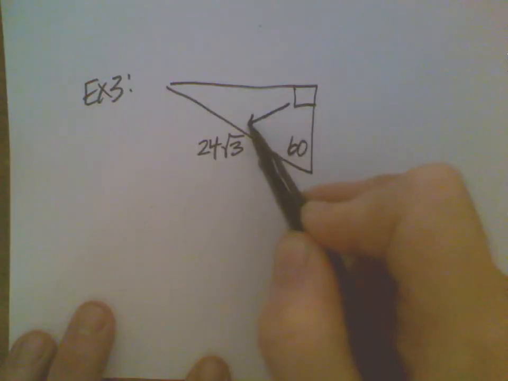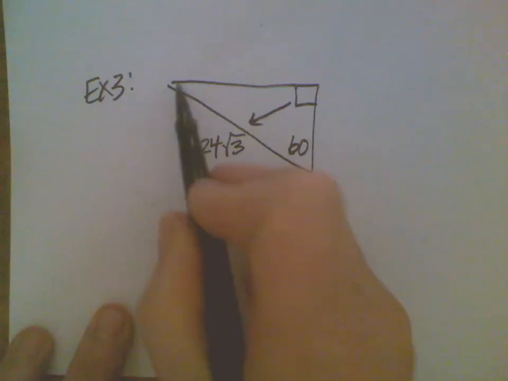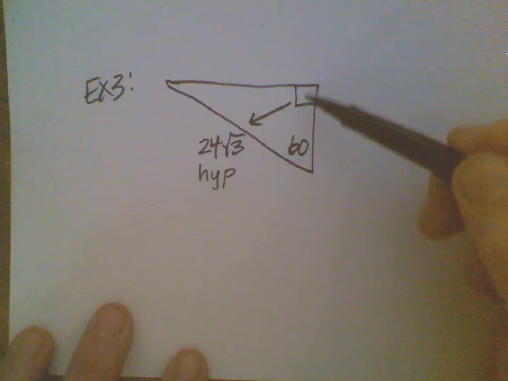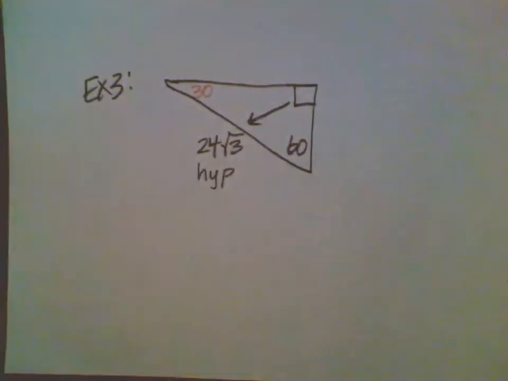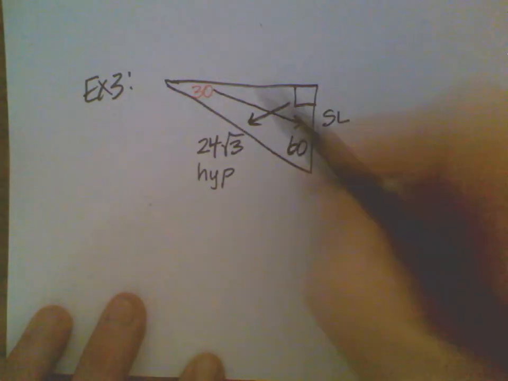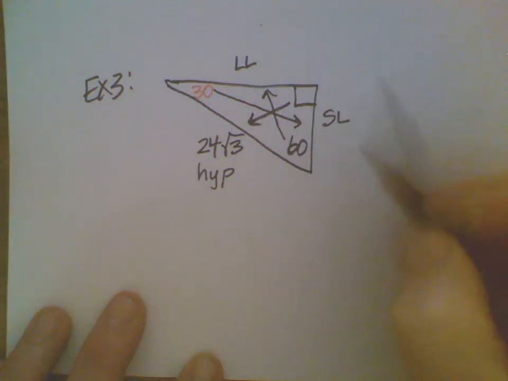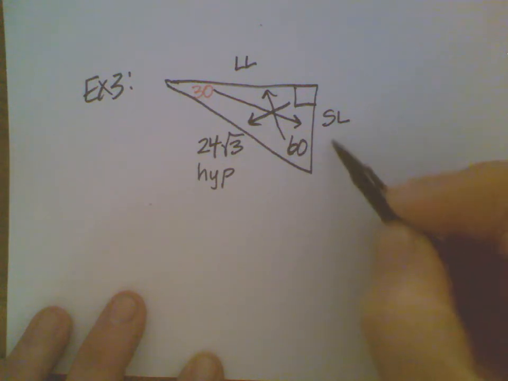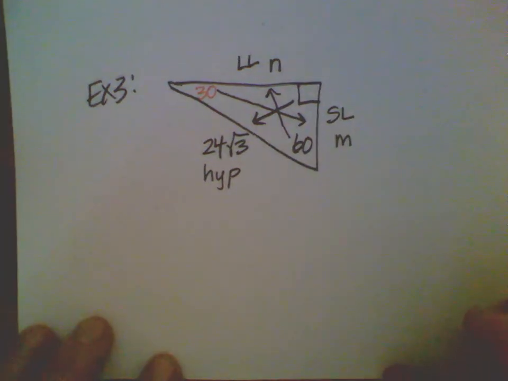Again, I know that that side is the hypotenuse because it is across from the 90-degree angle. I also know that if I'm given a 90-degree angle and a 60-degree angle, the other angle by default has to be 30 degrees. All the angles have to be 180. So across from the 30-degree angle is my short leg. Across from the 60-degree angle is my long leg. I'll call my short leg M, my long leg N. Those are the variables that I'm going to be solving for.